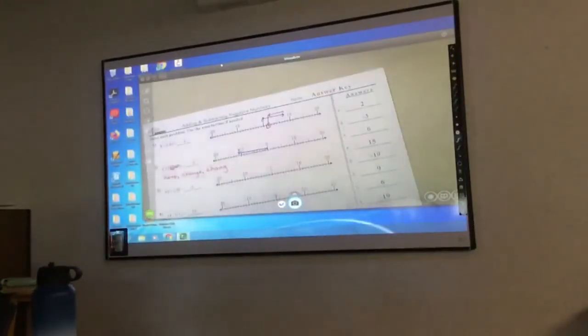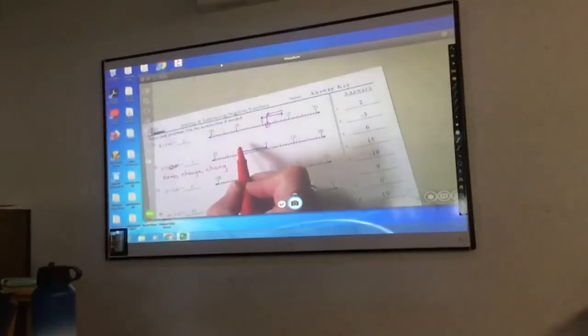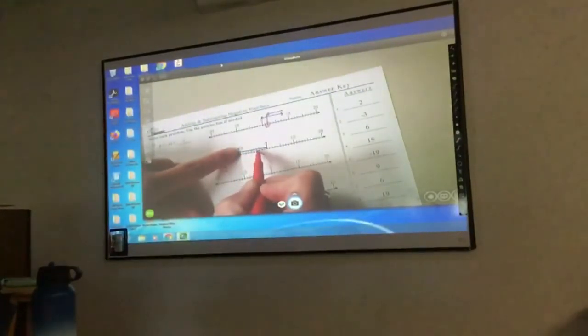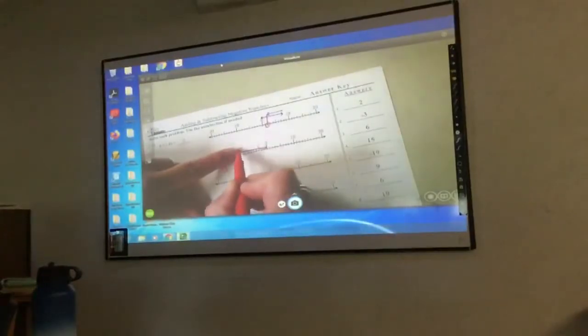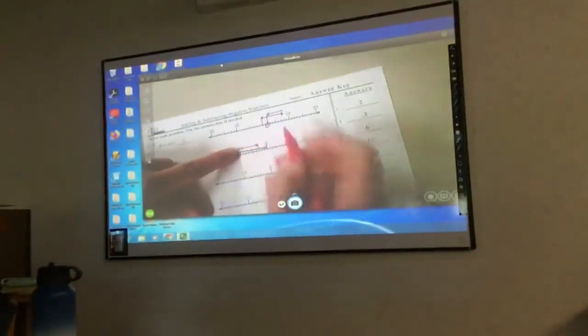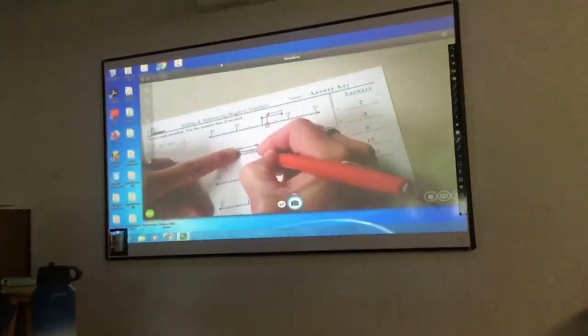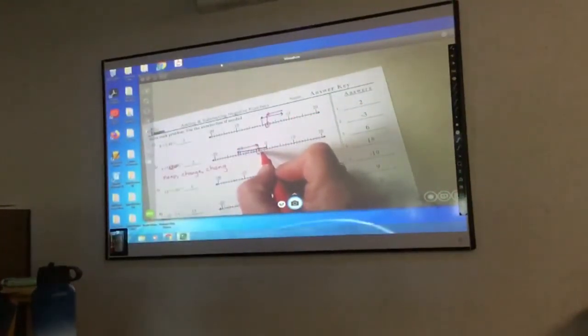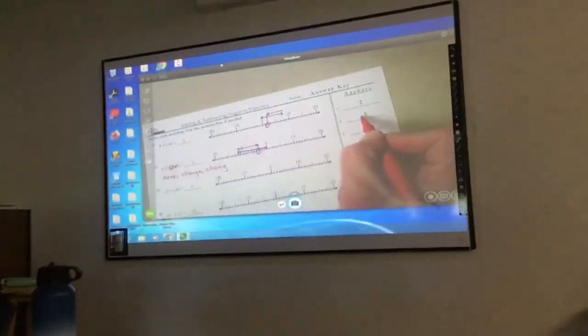So what direction am I going to go? To the left or to the right? Right. And how many? 8. So I started here and I go 1, 2, 3, 4, 5, 6, 7, 8. Put my line down and circle it. Well, that would be a negative 1, negative 2, negative 3. So negative 3 is my answer.